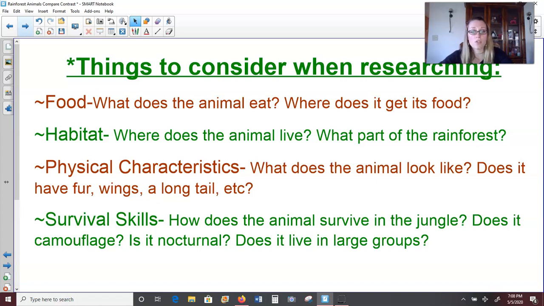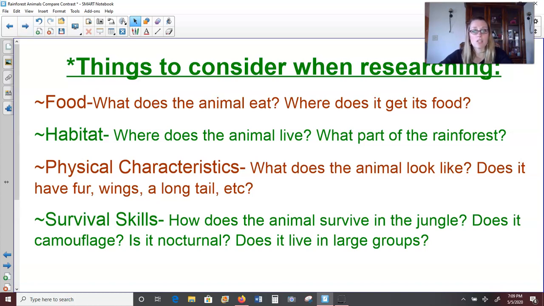Is your animal nocturnal? That means it is awake at night and sleeps during the day. That could be a survival skill, because at night, many other creatures are sleeping. It's dark, so it might help it to sneak around. Does your animal live in large groups? Animals that are social and live together in groups, that often is a survival tactic, because they can help warn each other when danger is nearby, and they can protect one another.